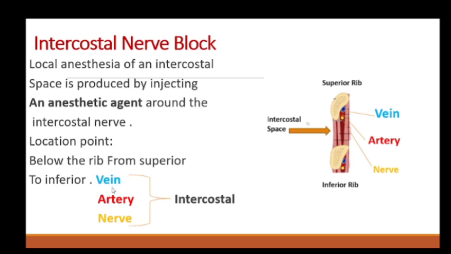These are vein, artery, and nerve. These are intercostal vein, intercostal artery, intercostal nerve. The space between two ribs is intercostal space. This is the superior rib and this is the inferior rib. From superior to inferior below the rib, this is intercostal vein, this is intercostal artery, and this is intercostal nerve. Anesthetic agent is given around the intercostal nerve.